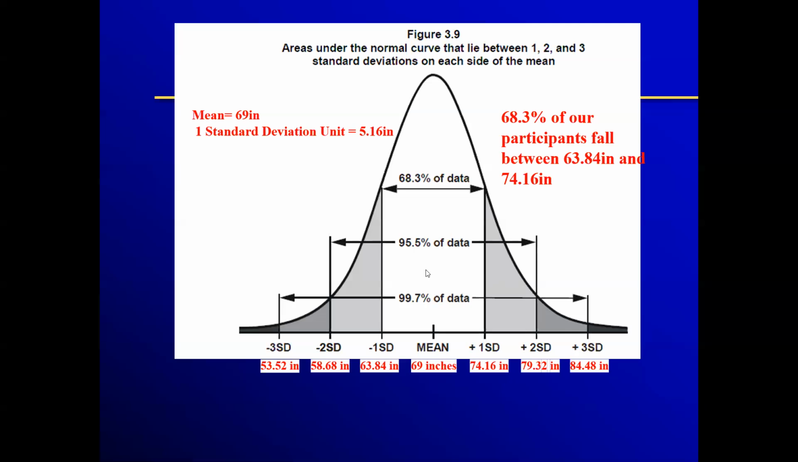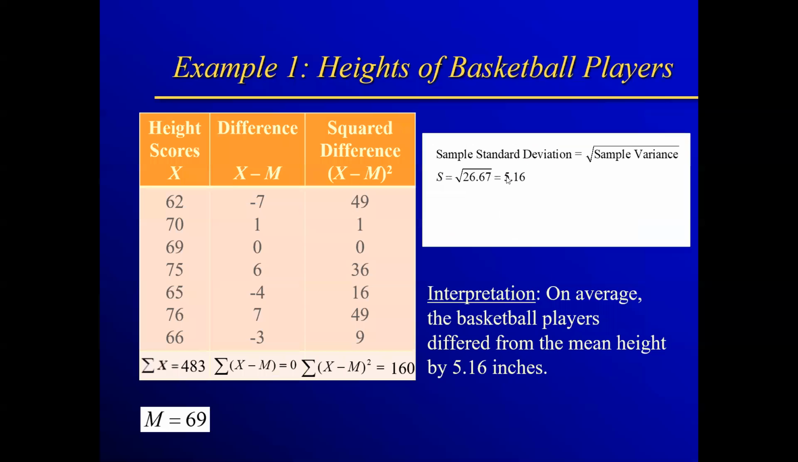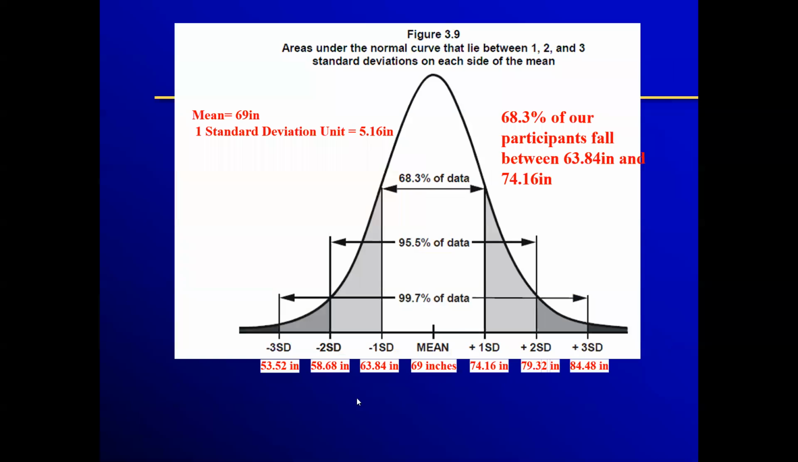This is why standard deviation is really useful. This interpretation right here, on average, basketball players differed from the mean height by 5.16 inches, is somewhat useful information. But what is really useful is plotting it on this chart. So we know that within 1 standard deviation, 68% of our participants in our sample fall between 63.8 inches and 74.16 inches in height.